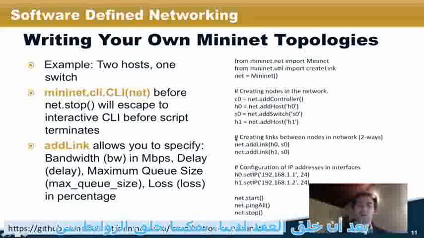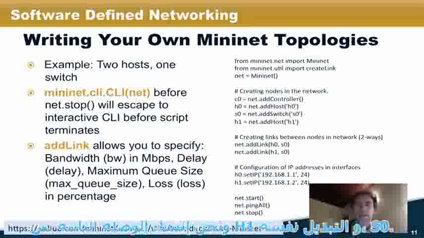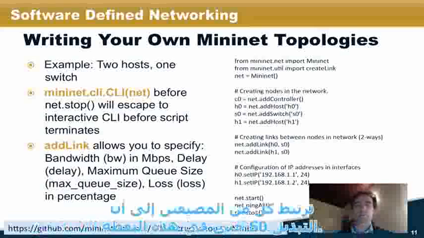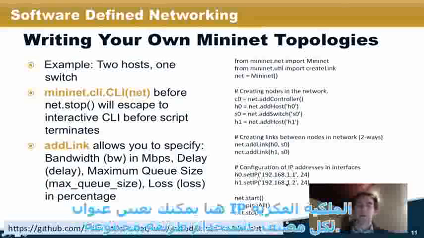After we create our nodes, we can create links between the nodes in the network using the addLink method. So here we create a link between h0 and s0, one host and the switch, and we create a second link between h1 and the same switch, s0. So at that point, both hosts are connected to that switch, s0. We also have an example of host configuration options. Here, you can set the IP address of each host using the setIP method.